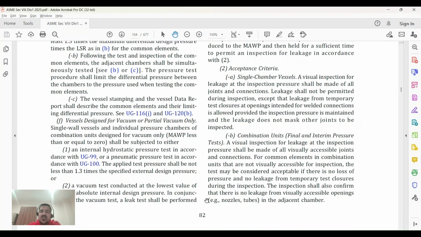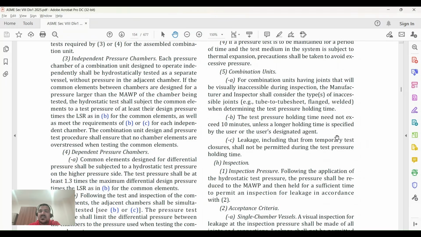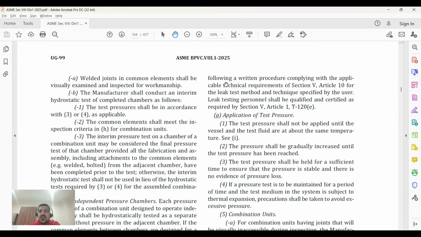A leak test will be performed following a written procedure complying with the applicable technical requirement of Section 5, Article 10 for the leak test method and technique specified by the user. Leak testing personnel shall be qualified and certified as required by Section 5, Article 1, T120E.